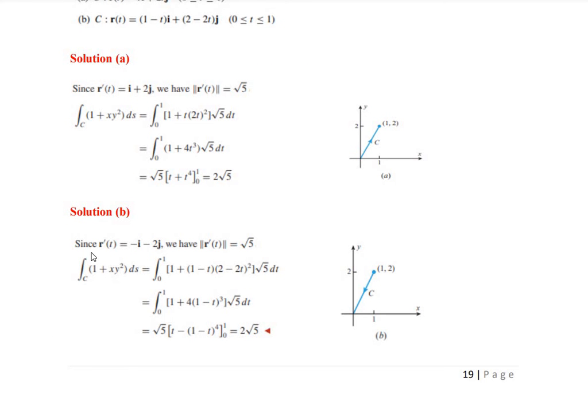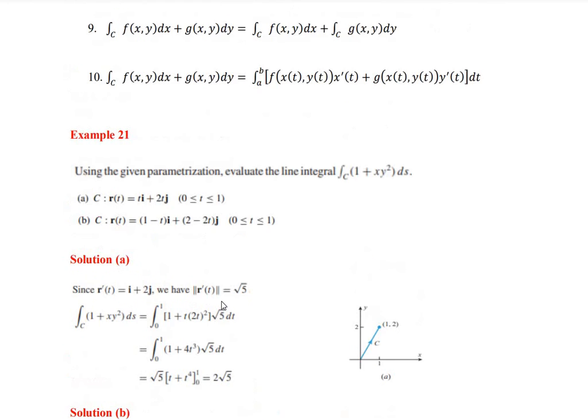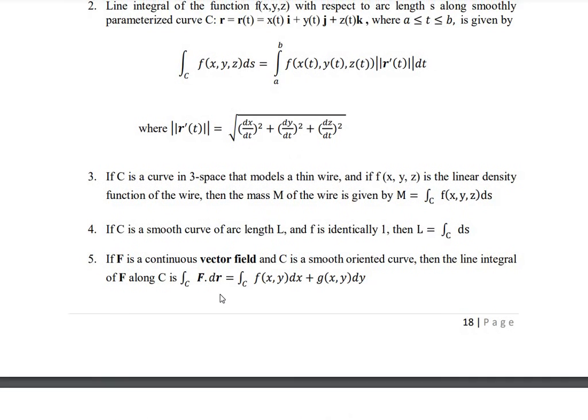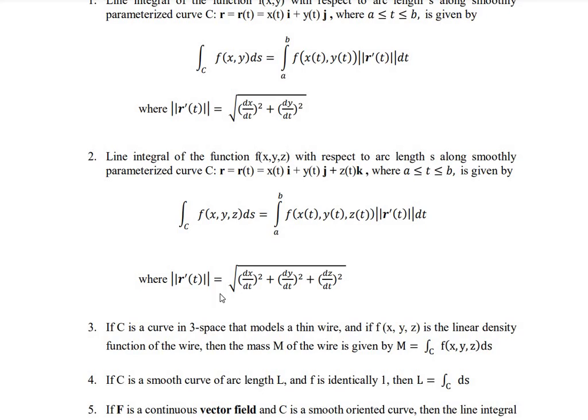Next one is r dash of t, so you can take the derivative, that is negative i cap minus 2 j cap. Then norm of r dash of t will again be equal to root 5. So you can find out this integral C of 1 plus x y square ds. So we know the formula: integral over C f of x,y ds is equal to integral a to b f of x of t, y of t, and norm r dash of t into dt.